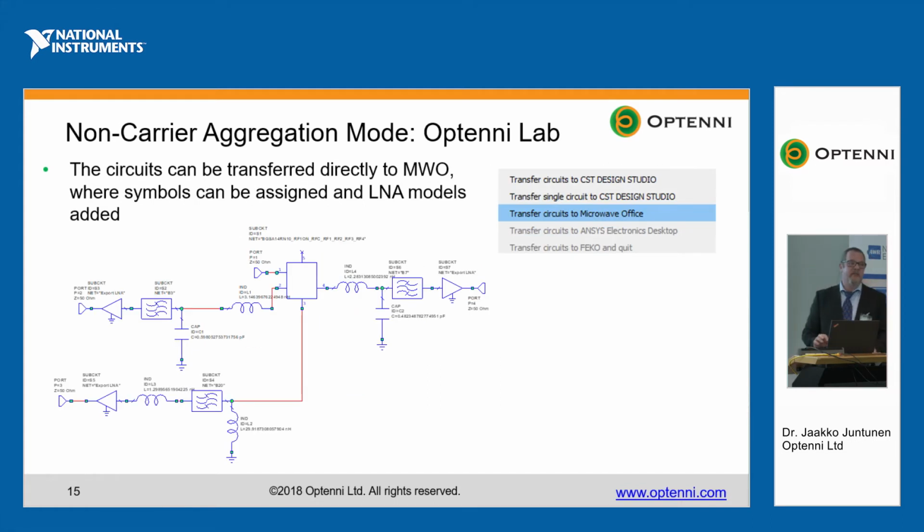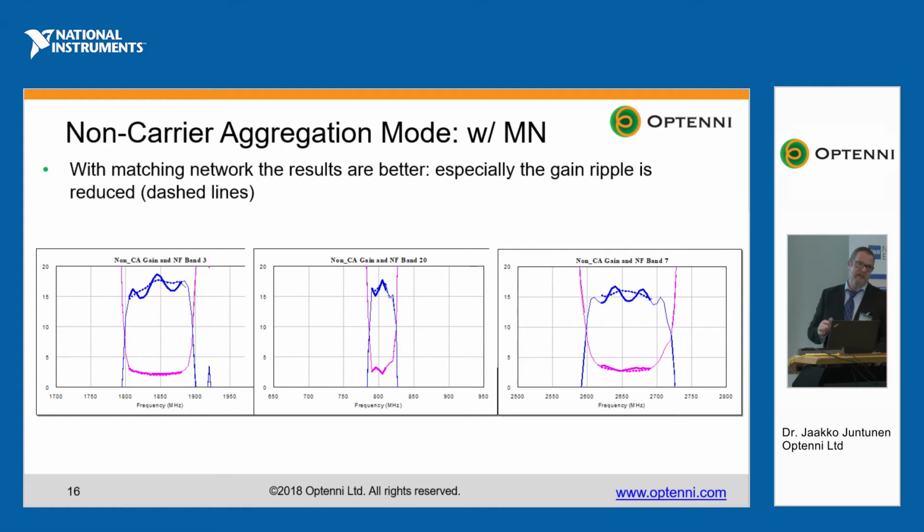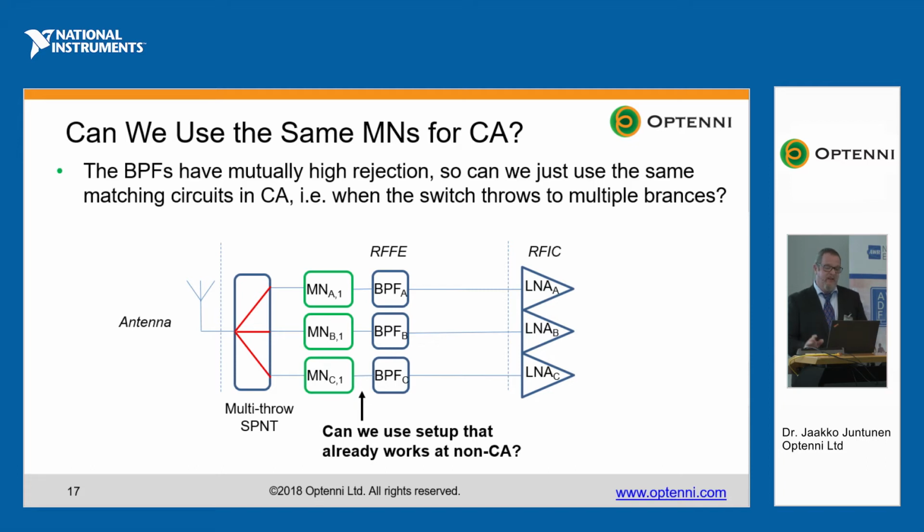We have a transfer circuit to Microwave Office where we can add the LNA model and calculate the noise figure, for example. At the moment we don't calculate it yet, it's planned downstream. If we compare the case with no matching circuit to the one with the matching circuit, we see that especially the gain ripple is smoothened quite a bit. The dashed lines are with the matching circuits. Now the question, and we know the answer, but it's a fair question: we have a working solution for non-carrier aggregation, so what if we attempt to use that in carrier aggregation? What happens?